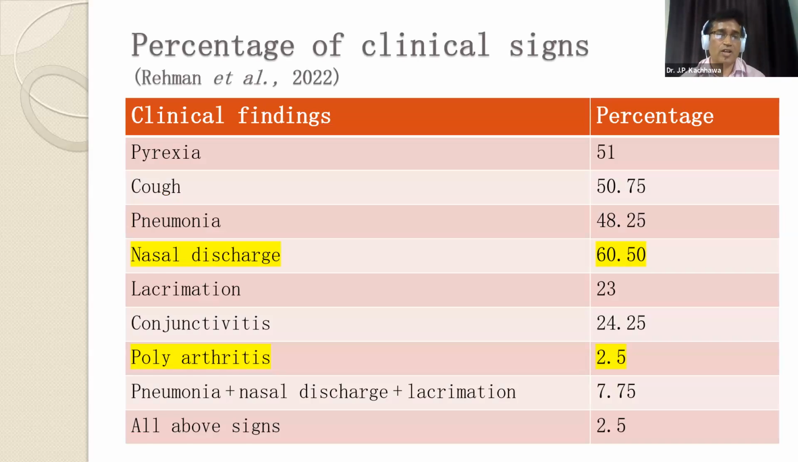They reported that pyrexia, coughing, pneumonia, and nasal discharges were shown by the animals in more than 50% of cases. The most prevalent clinical sign remains the nasal discharges, almost 60% of animals show nasal discharges. And the least clinical sign observed by these researchers is polyarthritis, only in 2.5% of animals.